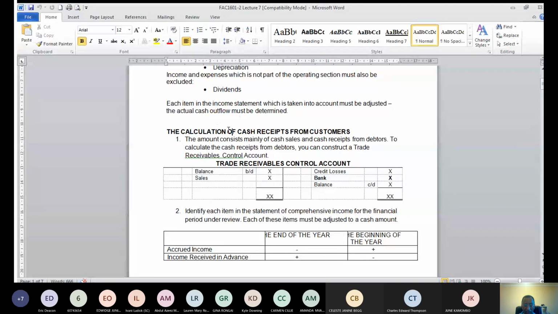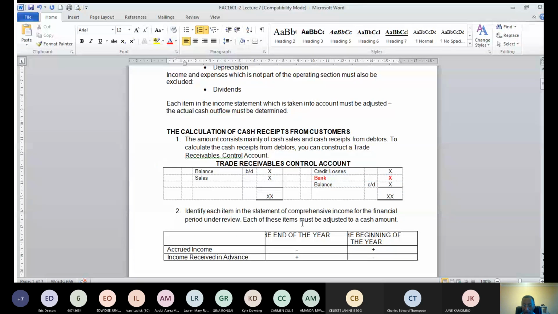How do we calculate the cash receipts from customers? Under number 1, the amount consists mainly of cash sales and cash received from our trade receivables. To calculate the cash receipts from your trade receivables, construct a trade receivables control account. In it, put the opening balance and closing balance, bring into account the sales on the debit side, and on the credit side bring into account the credit losses and the balancing figure. That balancing figure is what we are looking for, and that is the money that we have received from our customers.